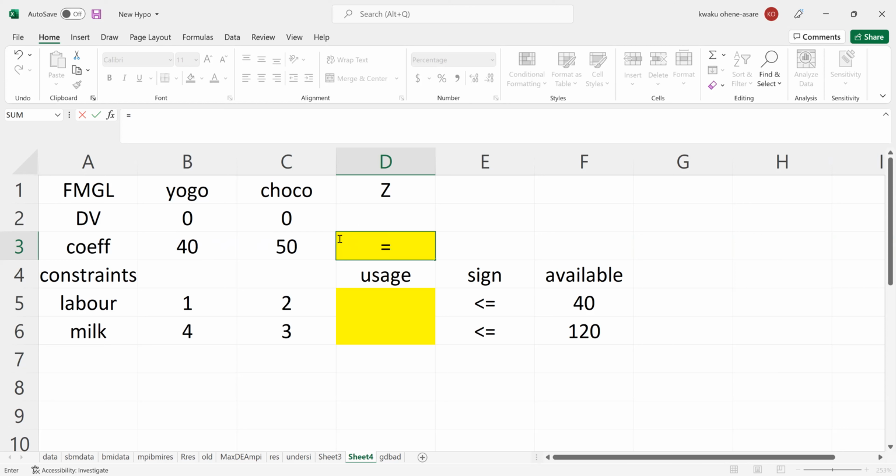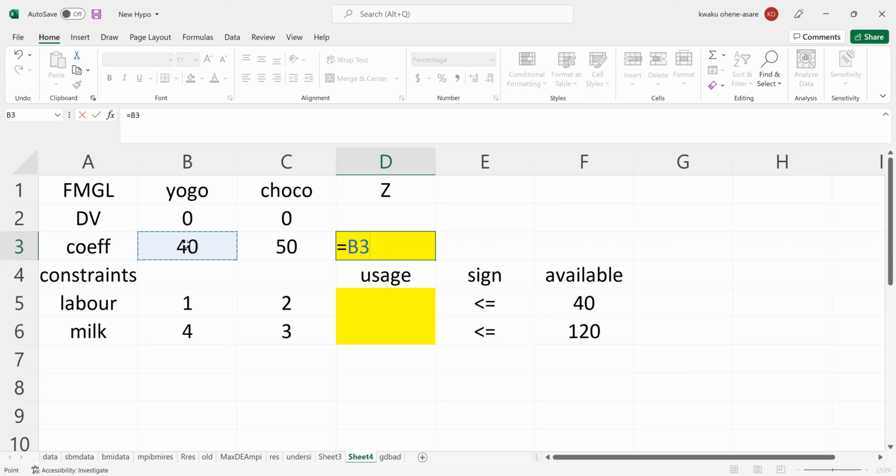The first thing to do is not to type the 40, but to collect the 40. So pick the 40. Remember, the cursor must be blinking after the equal to symbol. Click the 40, and B3 will be collected in the cell. B3 will be collected. That is the 40.